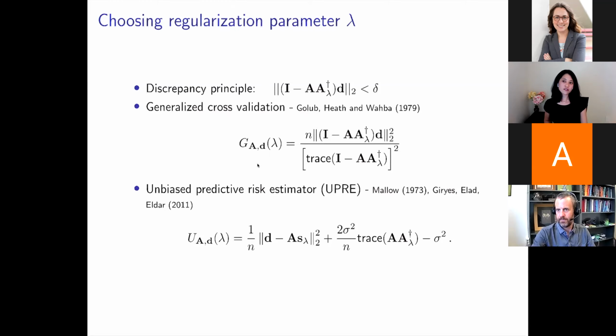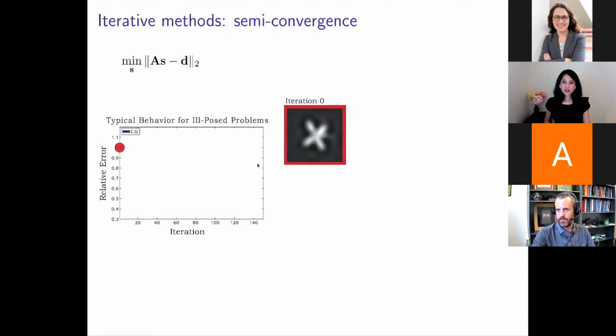Okay, so I should say that for smaller problems where A is small enough so that you can compute the SVD, evaluating these functions to compute a regularization parameter is fairly simple. I mean, you can do it. But for very large problems where A is too large to really work with easily, using these methods can become challenging. Another common approach for solving inverse problems is to use an iterative method.